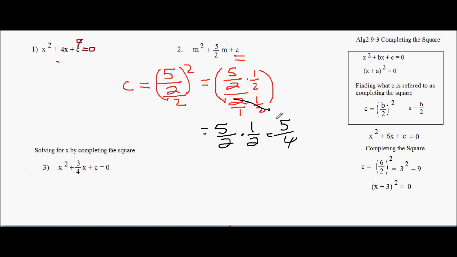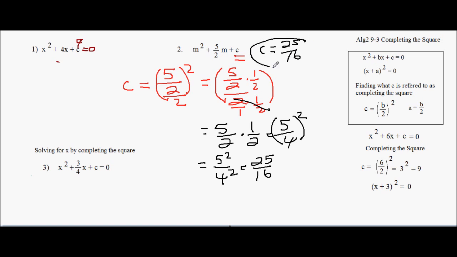And then I square it, right? This is squared here. So what I can do then is, this square can attach to both of these. So I can get this. So I get 5 squared, 25 over 16. So C is 25 over 16. And that, I've completed the square.